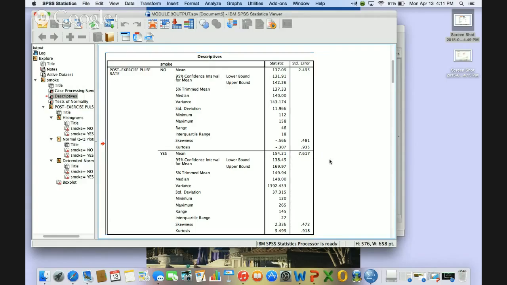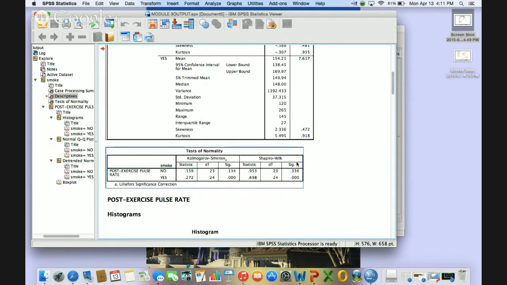If we had a perfect normal distribution, these values would be 0. For the no smoking group, we have a bit of a negative skewness, so the tail will go to the negative side of the axis. Their kurtosis is also negative, so the distribution is going to be a little on the flatter side. For the smoking group, the opposite is true. The distribution is positively skewed and the kurtosis is positive, so we can assume that the distribution is going to be pointier.